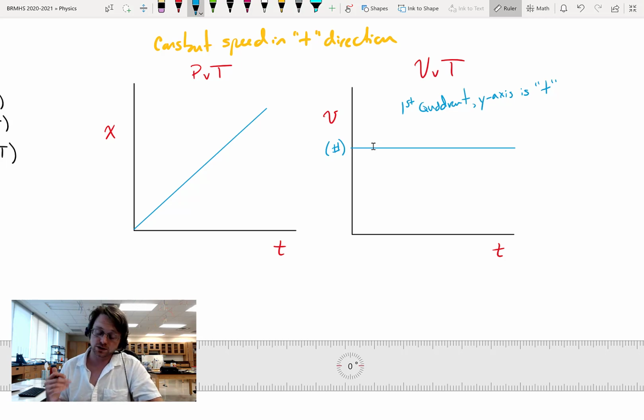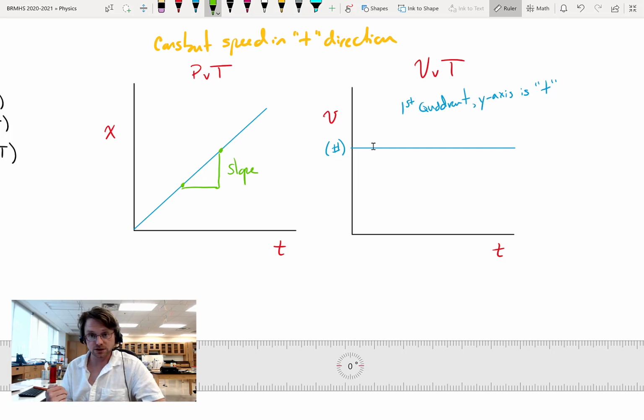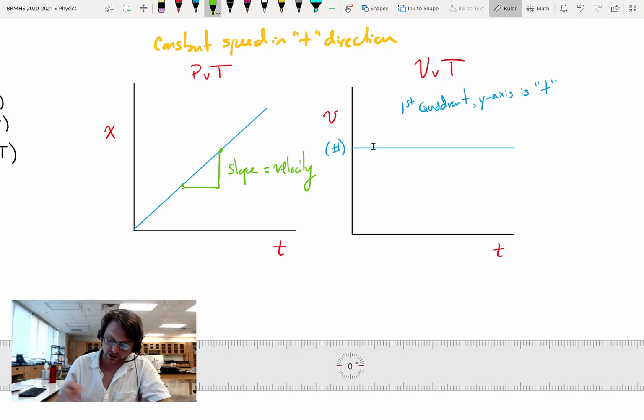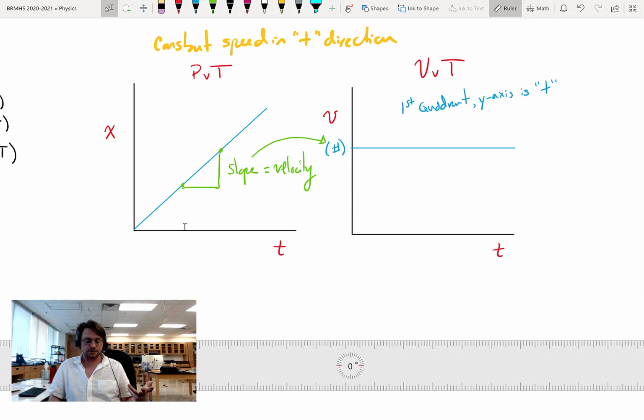The relationship here that's really important to note is going to be this. If I look back at my position versus time graph, I pick any two points here. I could pick any points on this line. It's linear, right? And I figure out the slope. The slope on a position versus time graph is the velocity. Okay, so whatever number I get for the slope over here in this position time graph, that's going to be this number on the y-axis for the velocity.